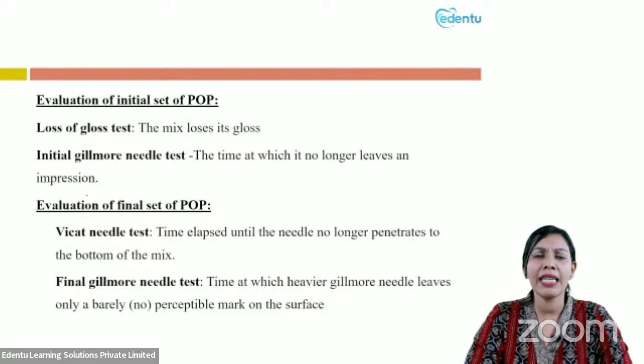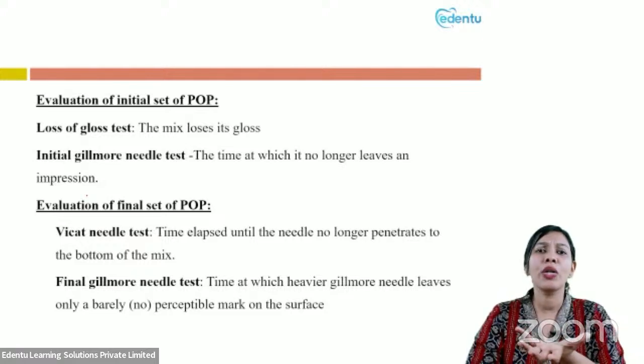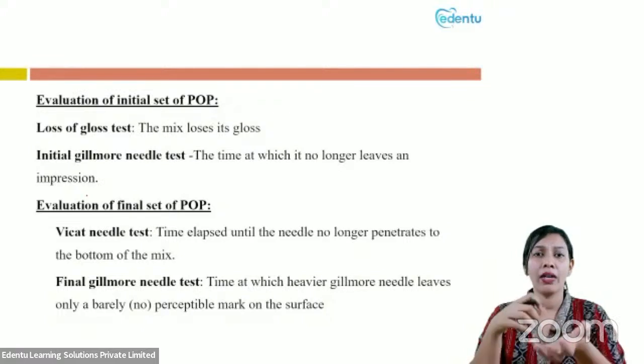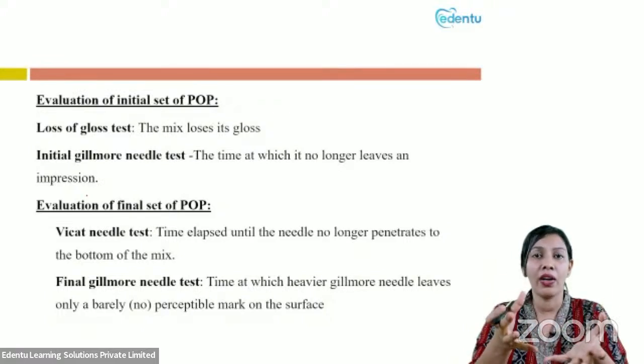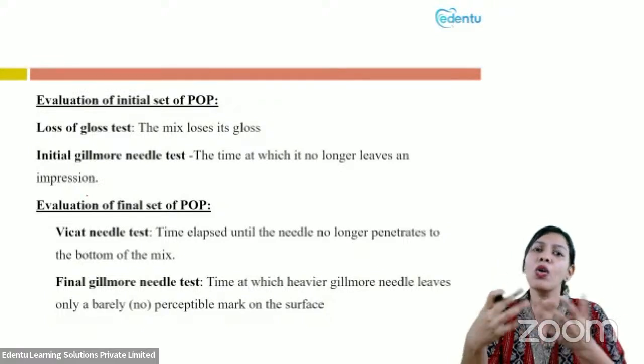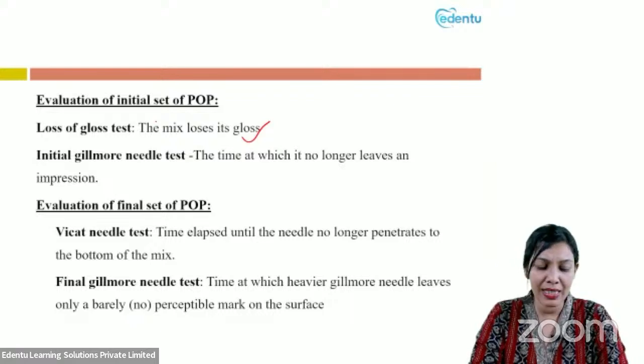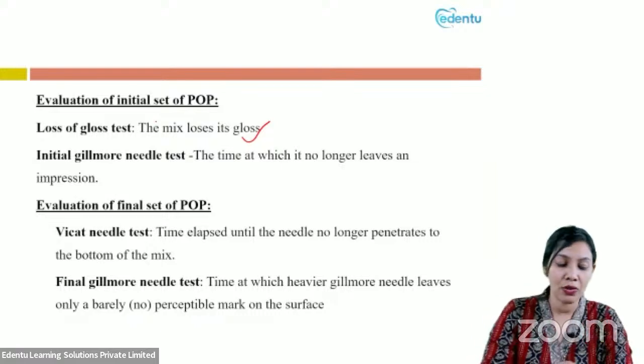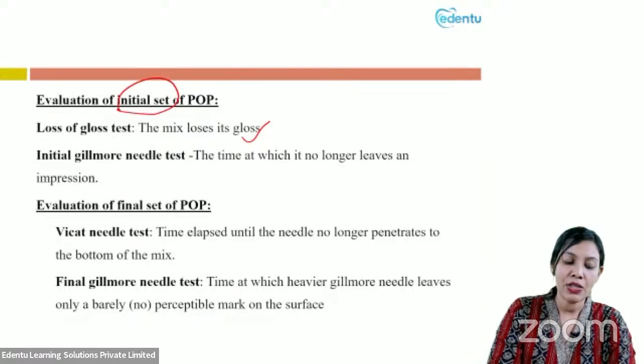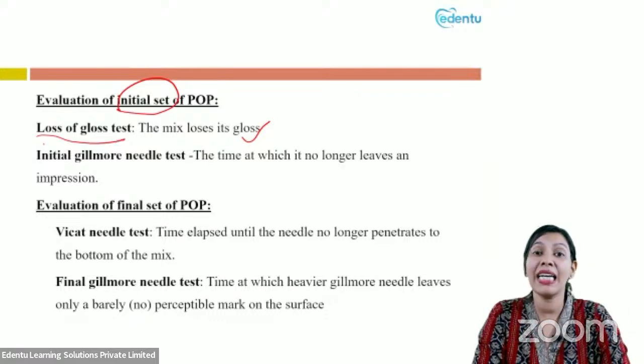We know that whenever we add water to calcium sulfate hemihydrate, it starts absorbing the water. Initially, there will be a glow on its surface. As time passes, the glow will get lost. So the mix loses its glow. That is one method by which we can say that the initial set has taken place. So the loss of glow test is the initial set assessment method.